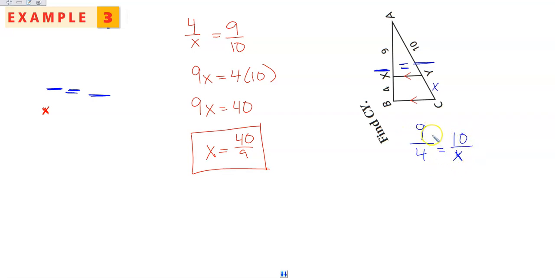Well, look what happens when we cross multiply. I'm still going to get 9x is equal to 40. So it doesn't matter. I could also flip this entire proportion upside down. As long as you cross multiply and you're getting the same thing as this line here, then whatever proportion you have set up is correct. All right? So as long as 4 and 10 are in a diagonal, 9 and x are in a diagonal, your proportion is correct.